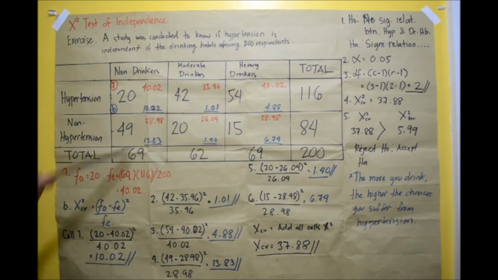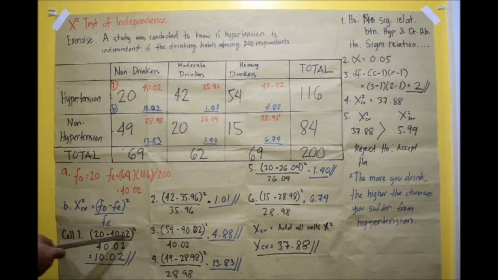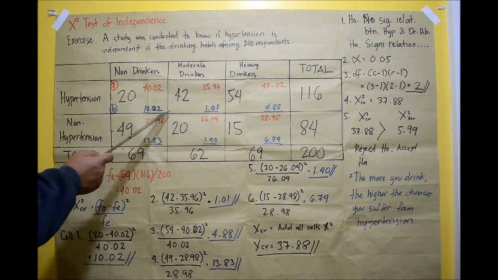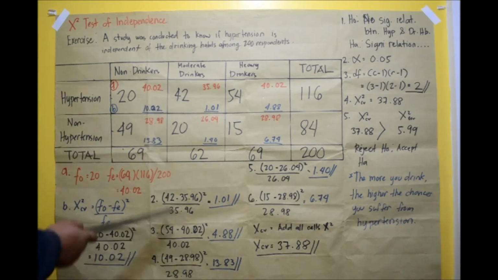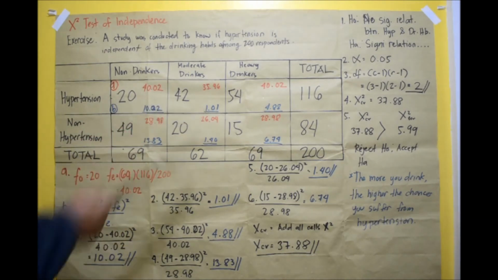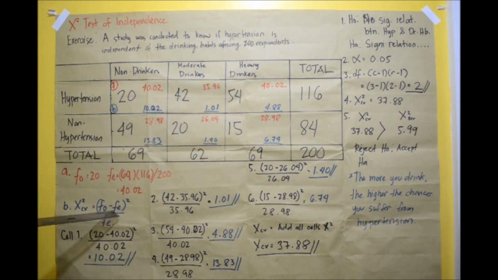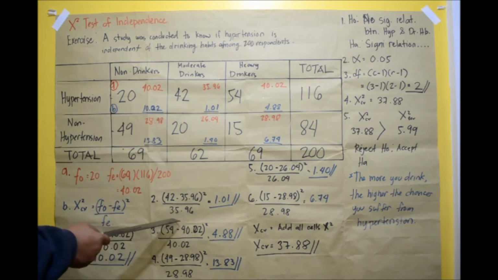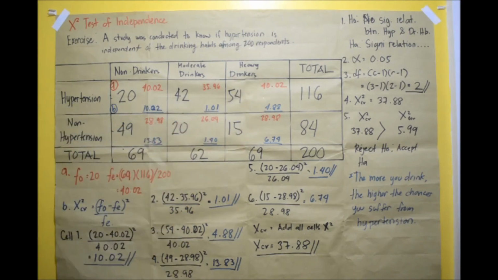So, from your cell number 1, 20, following this formula: 20 minus 40.02, squared, divided by 40.02. When we compute that, we get the blue, the individual chi-square, which is 10.02. For cell number 2, it is the same: 42 minus 35.96, the E, squared, divided by 35.96. That gives 1.01. Let's proceed with the third cell to make it clearer.